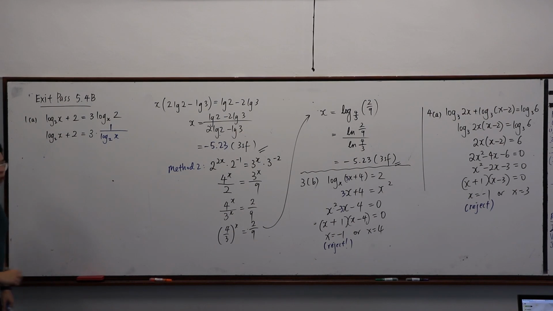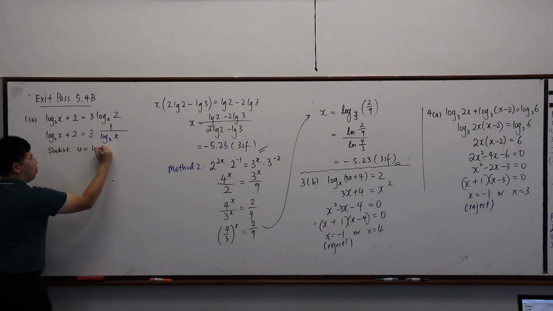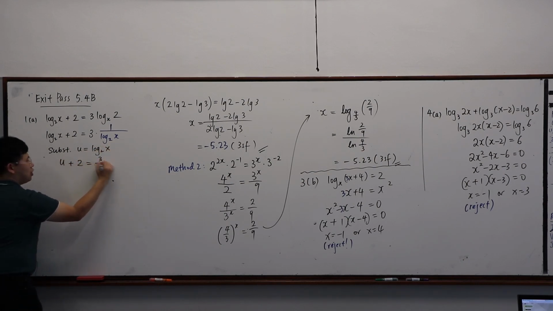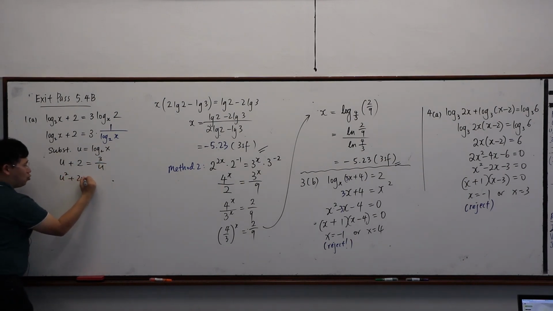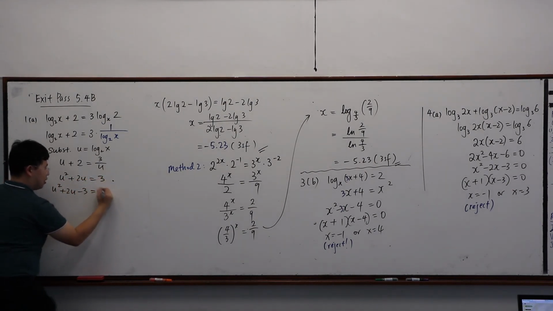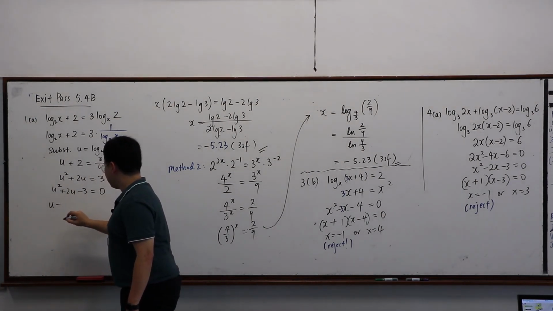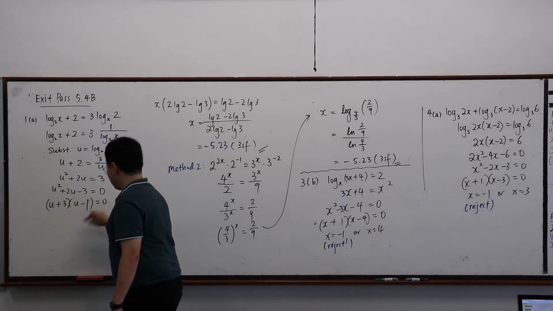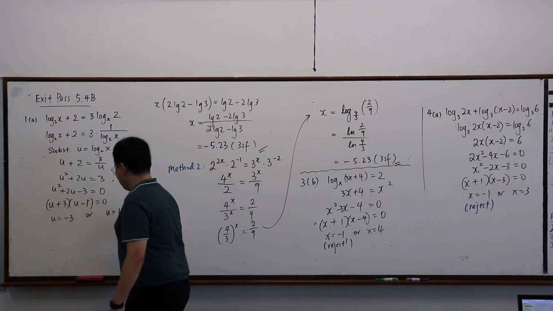So I need to start to substitute already. Substitute u to be equal to log base 2 of x. So u plus 2 is equal to 3 over u. Quadratic equation, you can see. So u squared plus 2u is equal to 3. u squared plus 2u minus 3 equals 0. So (u plus 3)(u minus 1) is equal to 0. So u equals negative 3 or u equals 1.